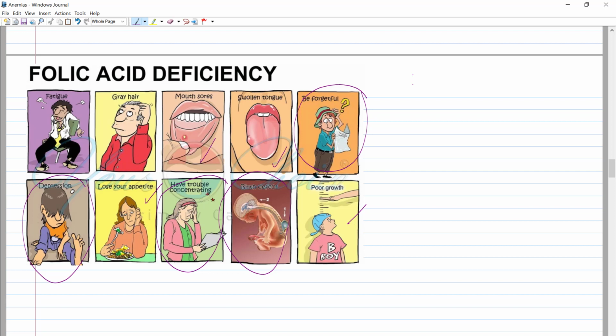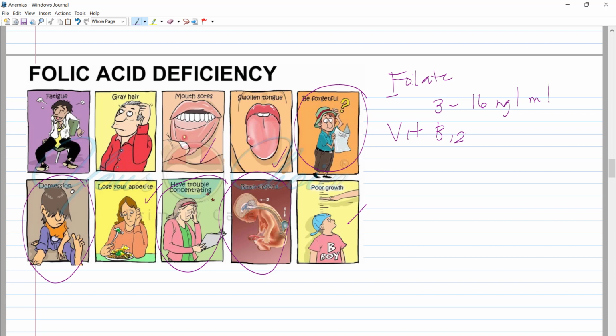Now, when you look at the levels of folic acid, the normal folate level is 3 to 16 nanograms per ml. And remember, with any changes in the folic acid level, you also have to check the levels of vitamin B12.